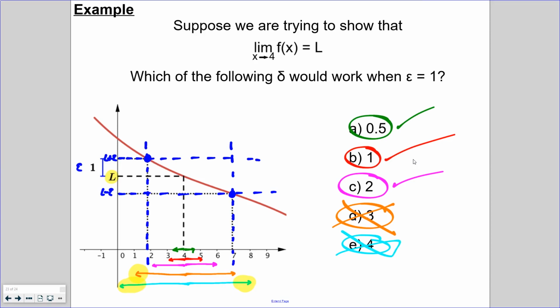Therefore, for this particular question, the acceptable delta values that would give us the precision that we need are 0.5, 1, and 2.